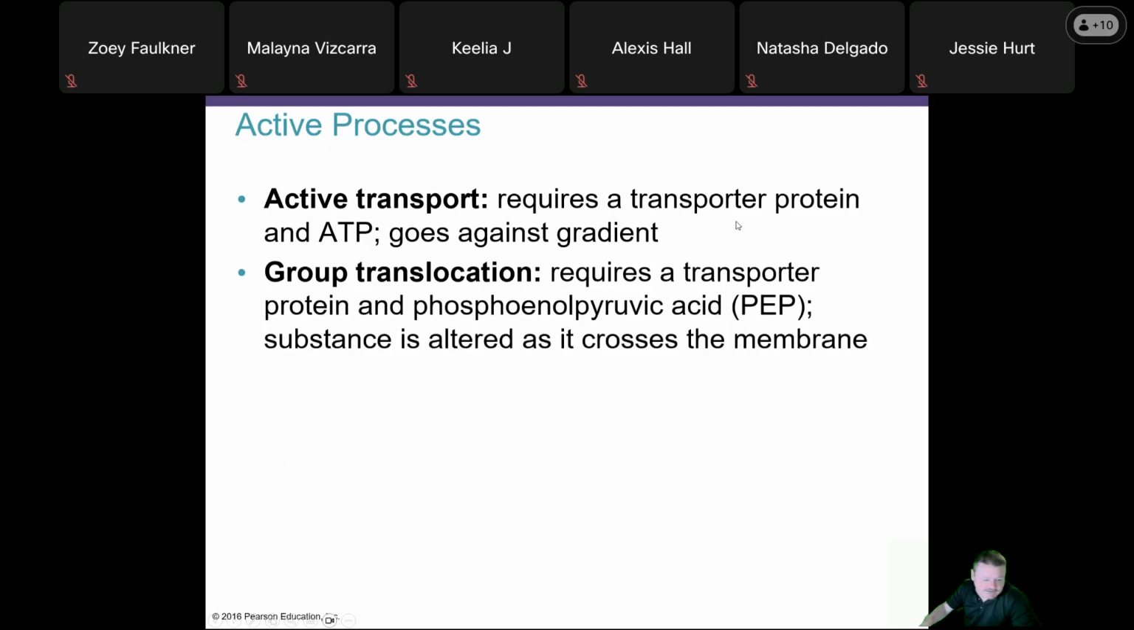So active transport, again, is going to require ATP, and it goes against the gradient. And then group translocation requires a transporter protein and PEP, and it's going to alter the substance as it crosses the membrane. So as it moves through the membrane, it's going to actually change at the molecular level and become a different compound.